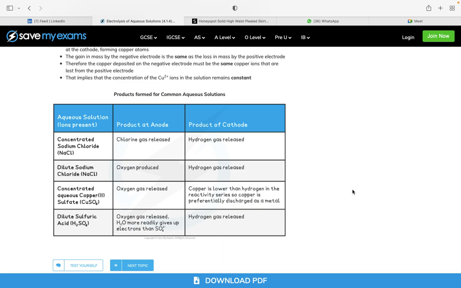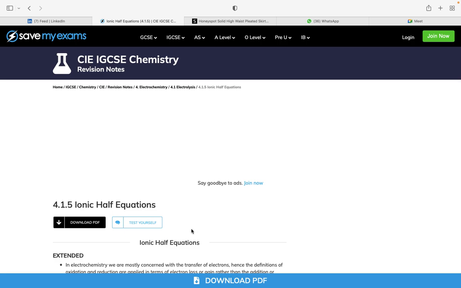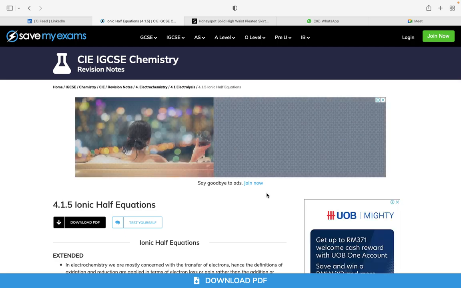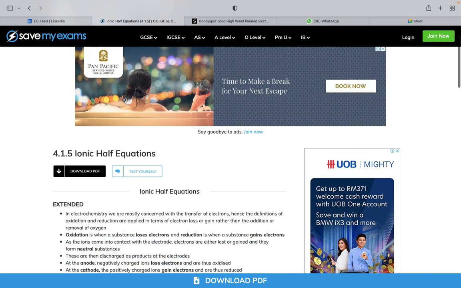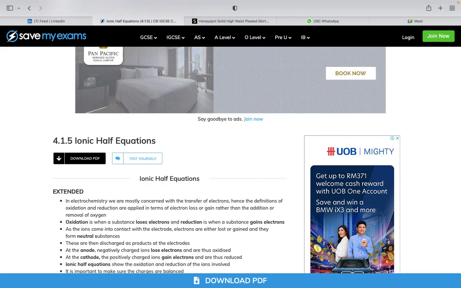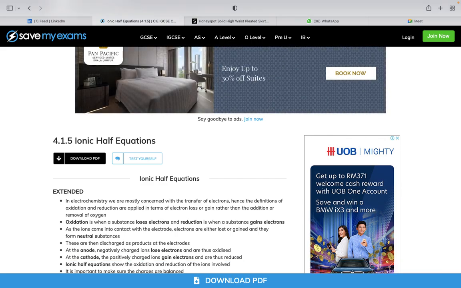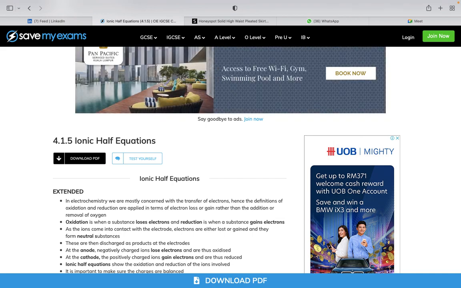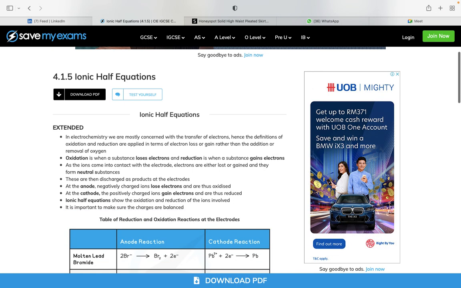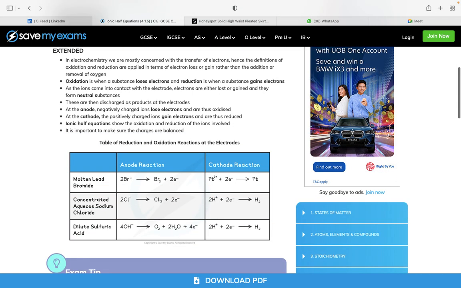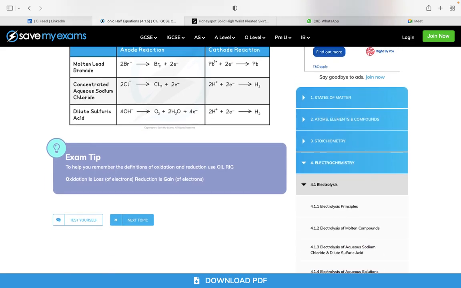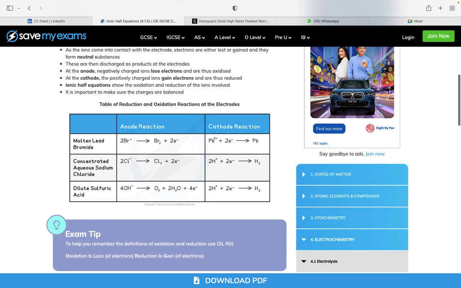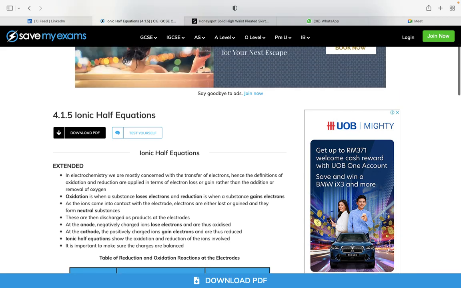Okay, so I think we stop here. Next class, let's see where we are going next. Ionic half equation. That's what we're going to take. Just write the number 4.15. That's where we stop. 4.14 is where we stop. Next one is 4.15. This page, guys. 4.15, right?